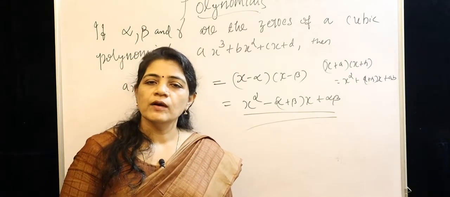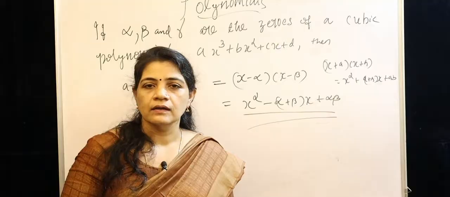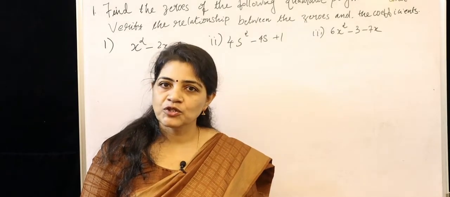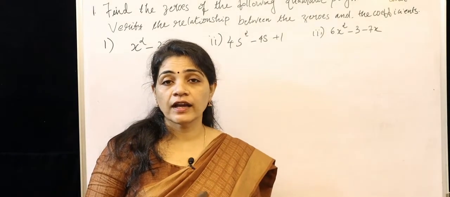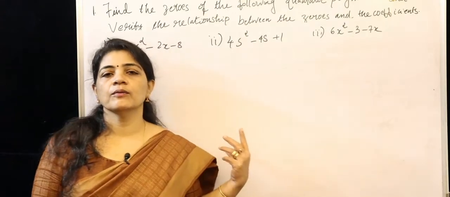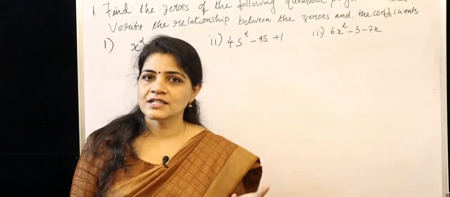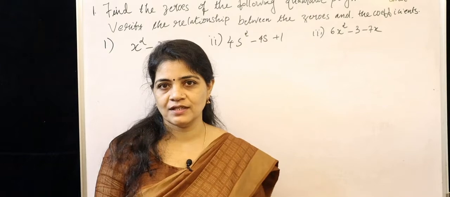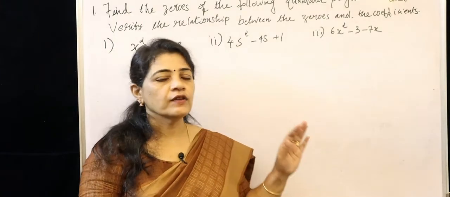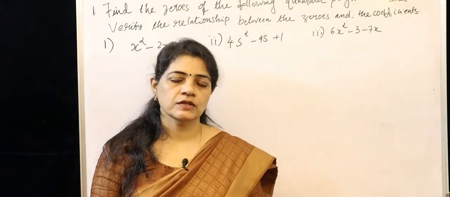Okay children, now we are moving to the exercise work. Now we are solving exercise 2.2, that is we have to find out the zeros of the quadratic polynomial and verify the relationship between the zeros and the coefficients. Okay, so we have 6 problems in this first question.